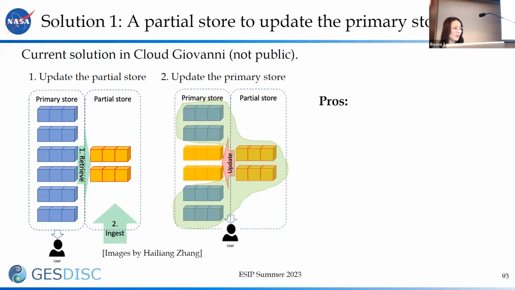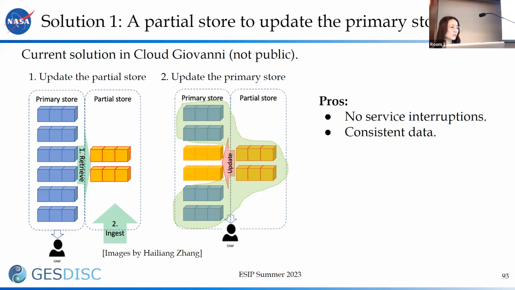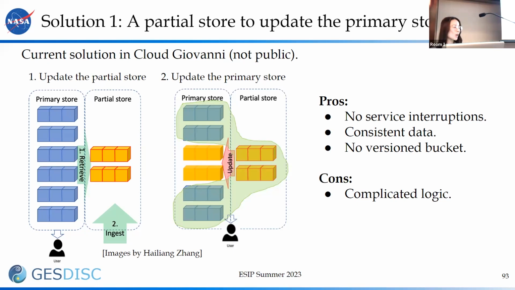So what are the pros and cons of this solution? There will be no service interruption needed. The user will be guaranteed consistent data. And then we don't need to use any version bucket. On the other hand, the logic to build this up is relatively complicated. Along with that is we have to introduce custom metadata to keep track of what store the user is accessing at a given time, or what chunks need to be updated.